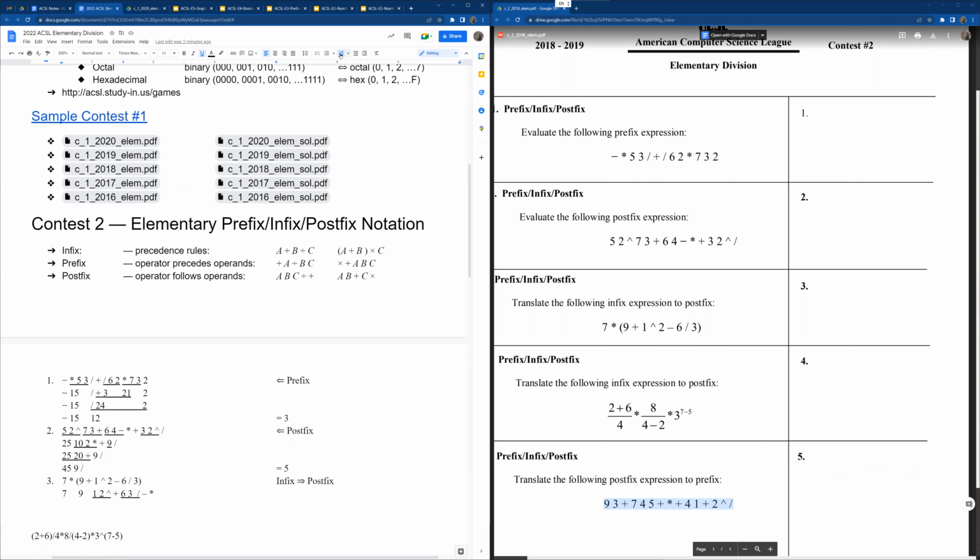And after that, you can do this or you can do that. Either way, right? So let's say we do this, right? 9 plus this. So we take the addition and put it after 9 and this thing, okay, right?